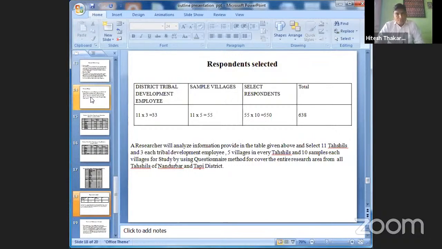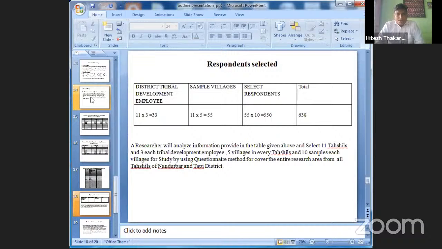Respondents selected. In this table, we have selected respondents like district tribal development employees, means officers also. There is total 11 talukas in Maharashtra, Nandurbar and Tapi district, and 3 officers, 3 employees each tahsils. Sample villages, every 11 talukas. So we have decided 5 villages for sampling, and select respondents 10 peoples per village, and as per the total is 638 total respondents we have selected.